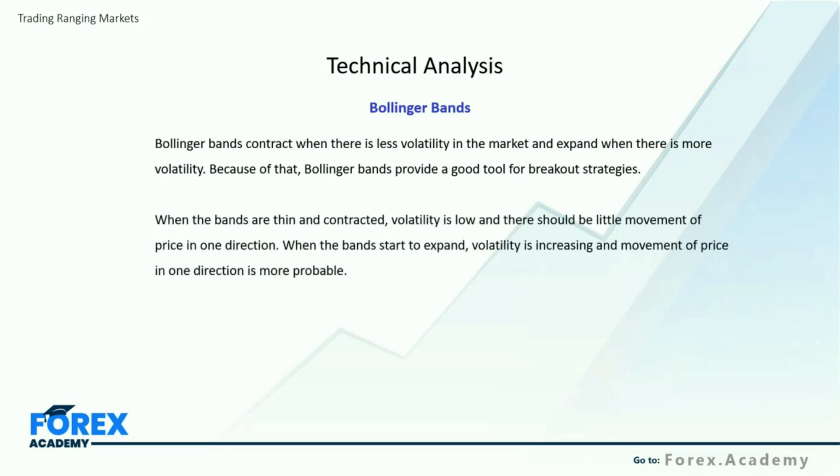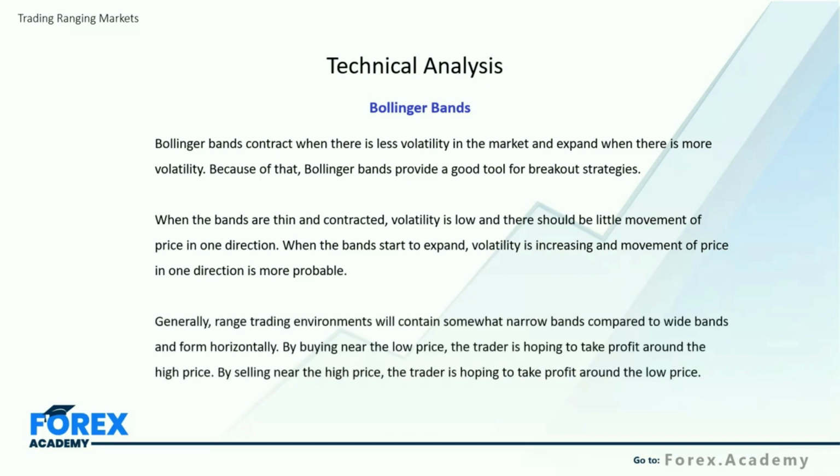When the bands are thin and contracted, volatility is low and there should be little movement of price in one direction. Okay. When the bands start to expand, volatility is increasing and movement of price in one direction is more probable. Generally speaking, range trading environments will contain somewhat narrow bands compared to wide bands and form horizontally. By buying near the low price, the trader is hoping to take profit around the high price, and adversely, by selling near the high price again, the trader is hoping to make profit around the low price.